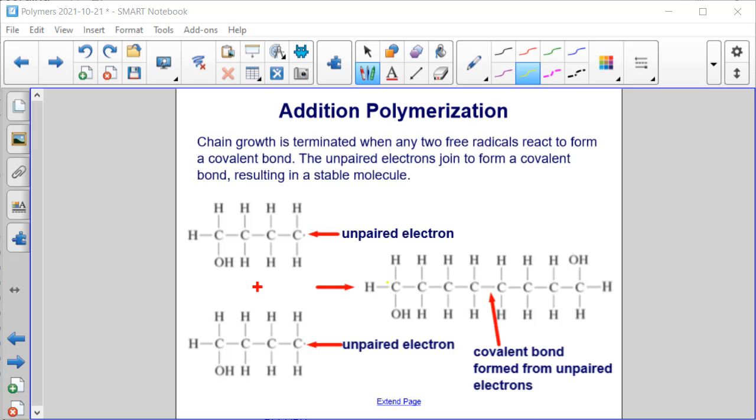Chain growth in addition polymerization is terminated when any two free radicals react to form a covalent bond. The unpaired electrons in these two free radicals, one here and one here, join to form a covalent bond that you can see here, resulting in a stable molecule. At that point, there's no longer any free radical, and the ongoing chain reaction stops.